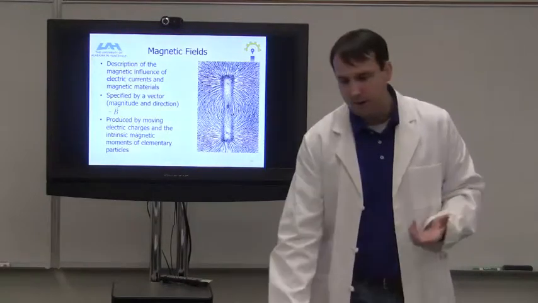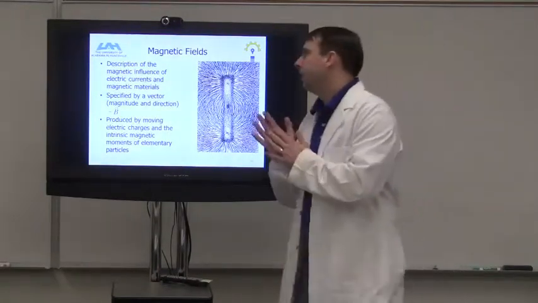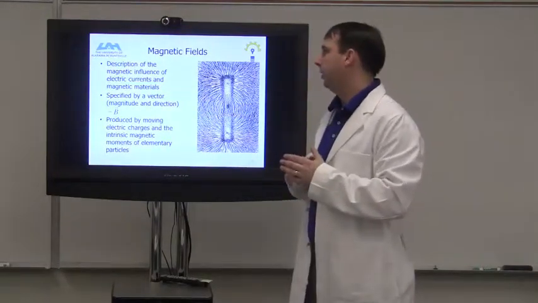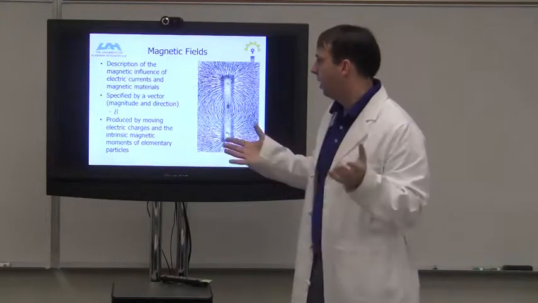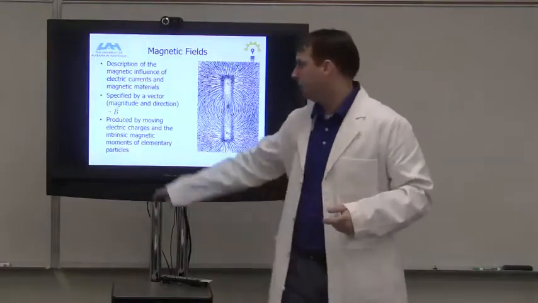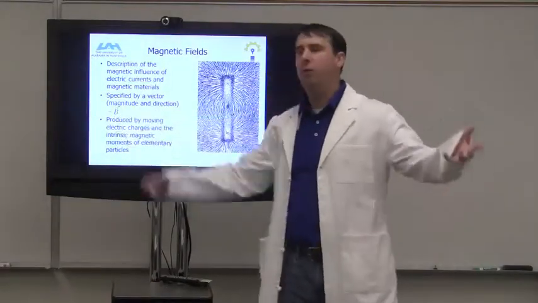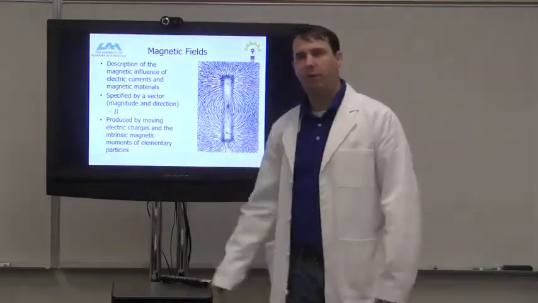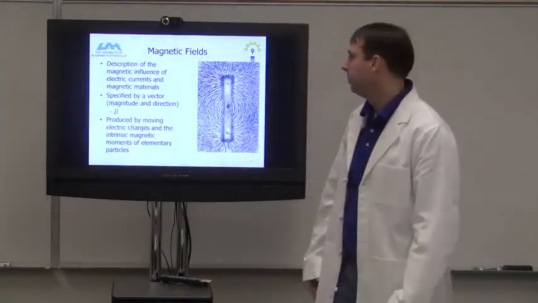Magnetic fields, all right, sweet, magnetic fields. It's a description of the magnetic influence of electric currents and magnetic materials. Usually they use B. I don't know why they use B. Someone tell me why they use B. It's called a B field. It's got a vector symbol on top, the arrow.